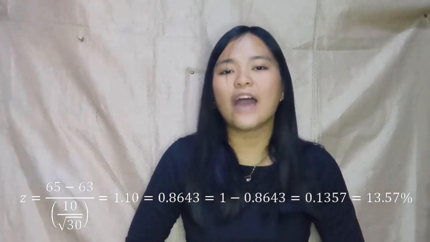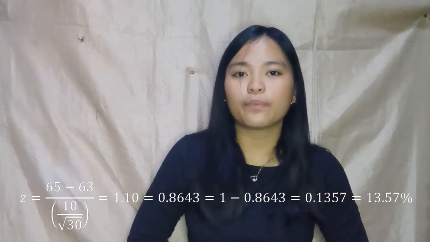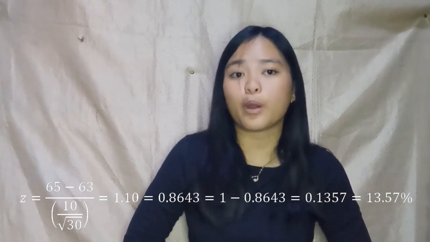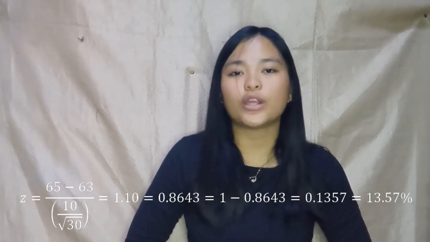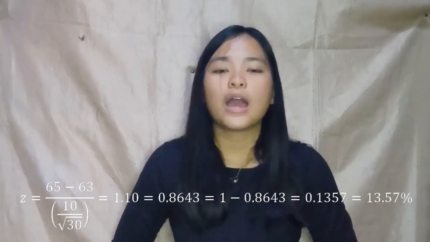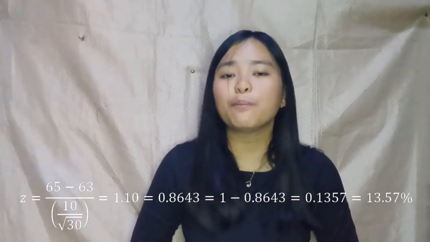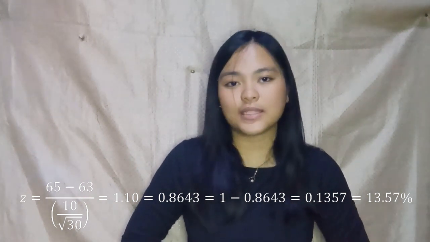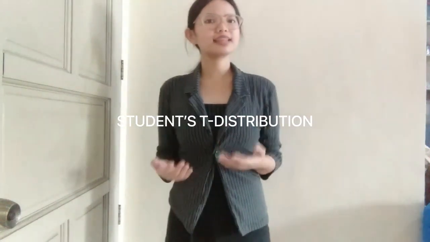Since the probability under the curve is equal to 1, we can subtract 0.8643 from 1 to find the probability, which is equal to 0.1357 or 13.57%. Therefore, the probability that a random sample size of 30 will have a sample mean greater than 65 days long is 13.57%. We also have another type of distribution called the student's t-distribution, developed by William C.